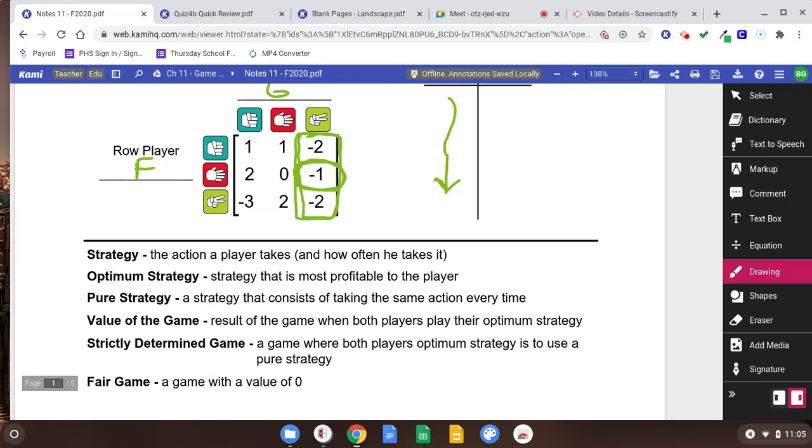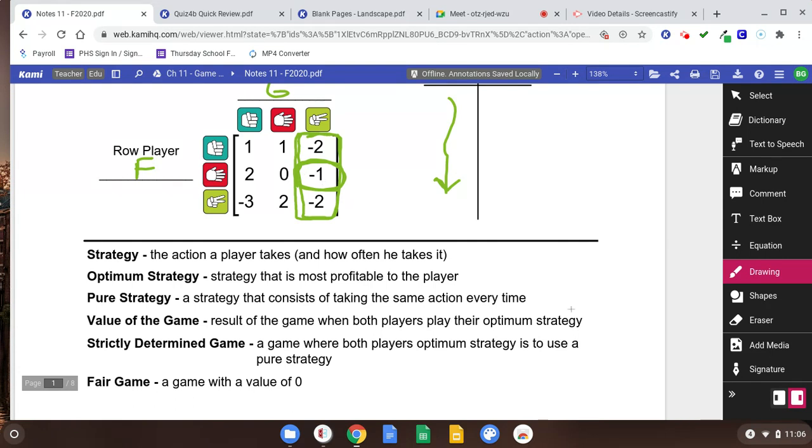When we get to the new lesson on Wednesday, we won't want to do the same thing every time. But today we are. We're going to have pure strategies. We're going to do the same thing every time. The value of the game is just the result. And it looked like when they played this game, the result was -1.